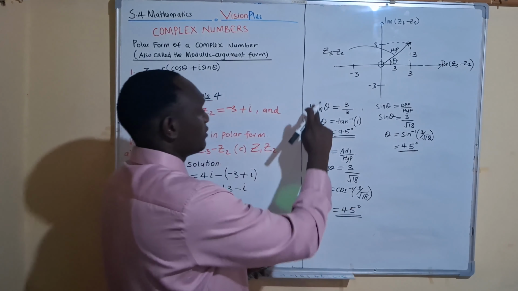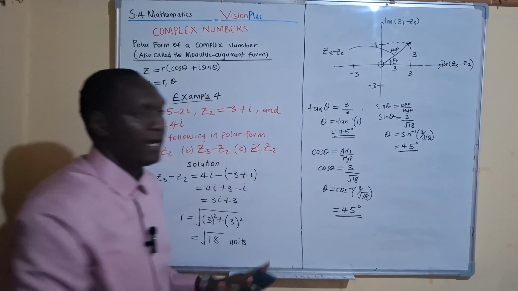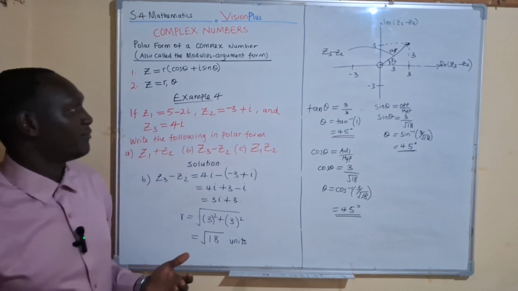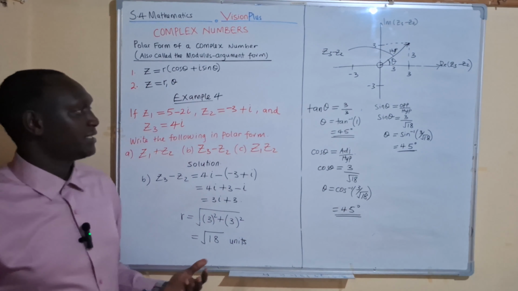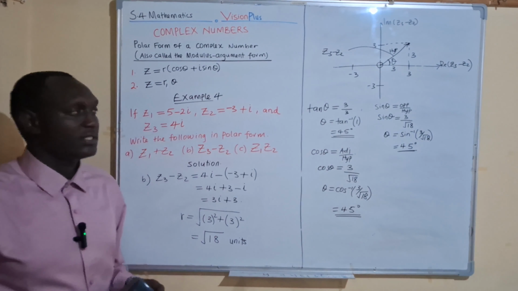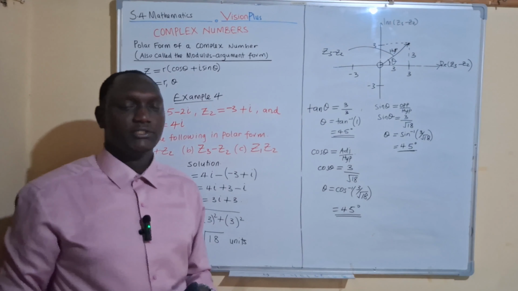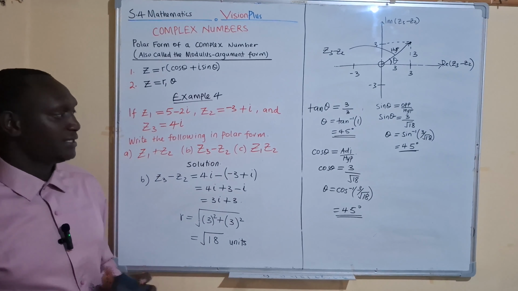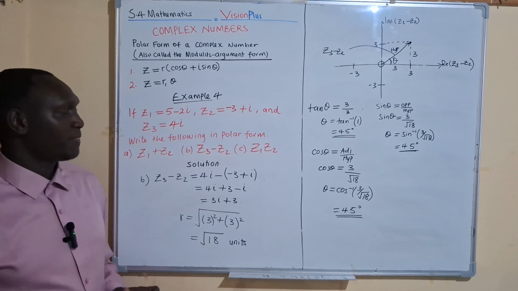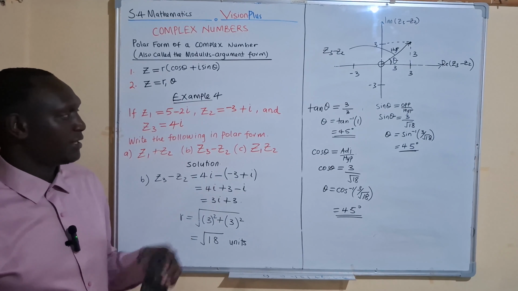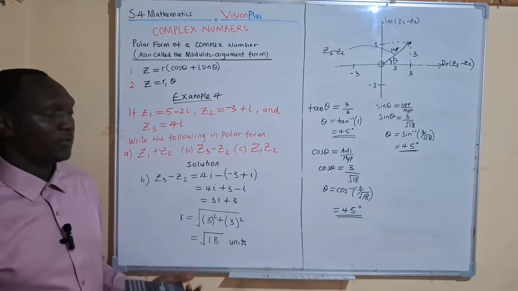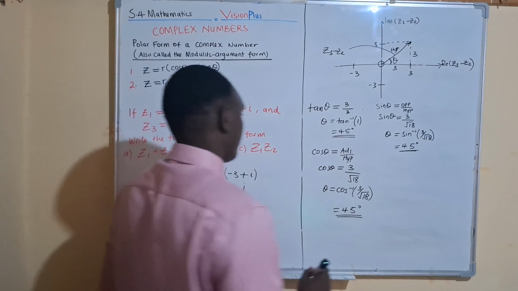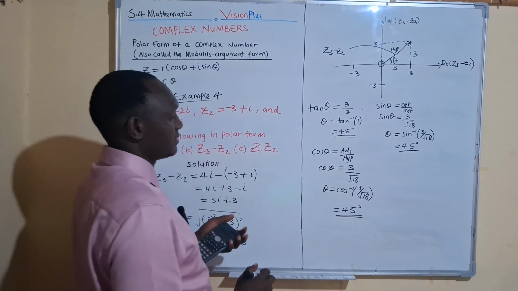So it doesn't matter whether you're using tan, sine or cosine, as long as we know that tan is the ratio of the opposite to the adjacent, sine is the ratio of the opposite to the hypotenuse, and cosine is the ratio of adjacent to the hypotenuse. Then you get the inverse and you get the same answers. So after getting the argument using either tan, sine or cosine, now we need to find in polar form the complex number Z3 minus Z2.